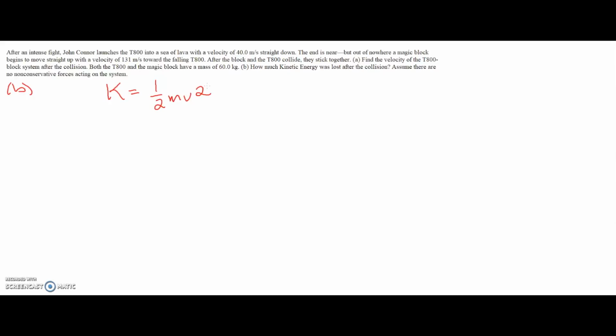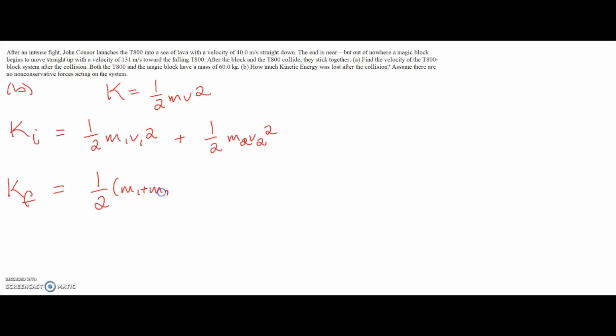And so in order to find how much kinetic energy was lost after the collision, we need to compare the kinetic energy before and after the collision. So before the collision, or K initial, we have the kinetic energy of the T800 plus the kinetic energy of the magic block. And then after the collision, they stick together, so now they're pretty much just considered as one object put together. So now we have to find that kinetic energy: the masses combined times final velocity squared.